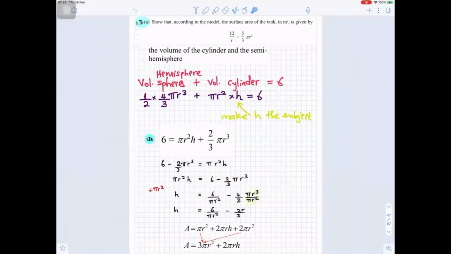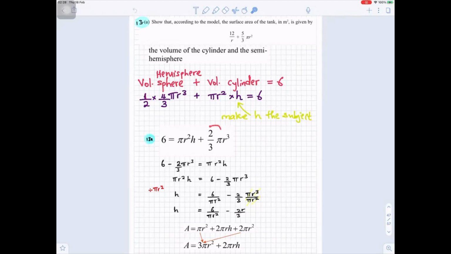So volume of hemisphere plus volume of cylinder is equal to 6. The volume of a hemisphere is half of the volume of a sphere. That's why we multiply by half the volume of a sphere, plus the volume of the cylinder. Now we have this expression. We make h the subject. So we want to make h the subject.